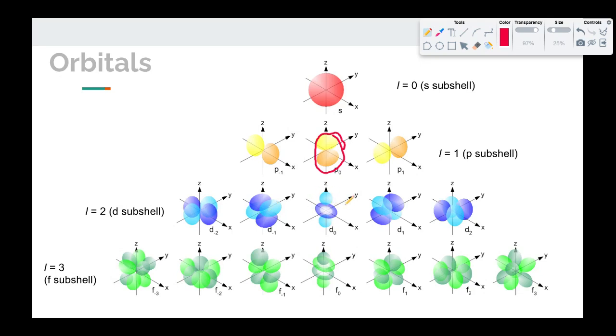And this one's a little bit different than the others. When L equals 3, that's what's called an f subshell, and these are very complicated. They have 6 regions, typically, of electron zones where electrons are likely to be found that make up that single orbital. And then, again, there's one in the middle that's just a little bit different than the others.